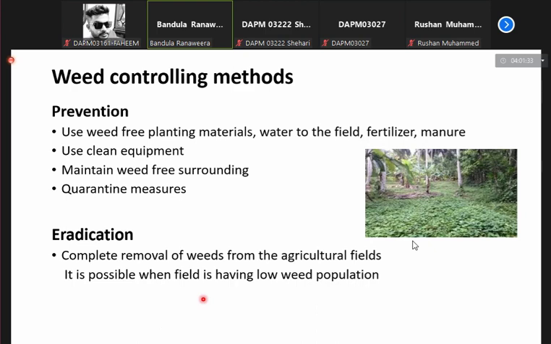But when a new weed species enters your cropping system, maybe an invasive weed, maybe a weed plant that is not available in your field now, you can make some effort to eradicate that. Now, in our country, we were trying to eradicate some invasive weed plants like Parthenium hysterophorus, then Mimosa pigra, and a few more as well, like Eichhornia crassipes.